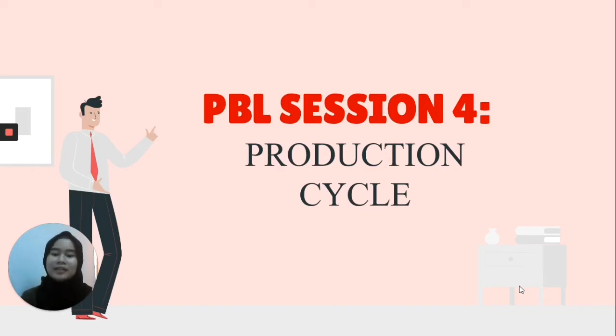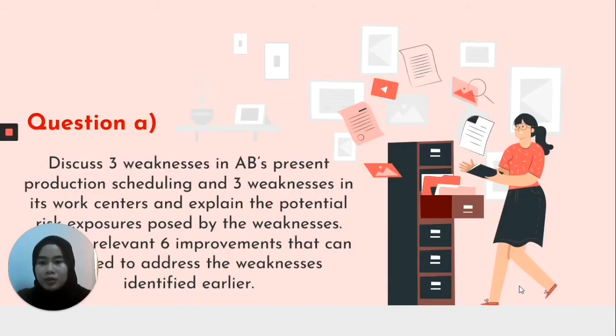The production cycle is a recurring set of business activities and related information processing operations associated with the manufacture of products. It means that the production cycle provides information about raw materials requisitions, and finished goods that have been produced and are available for sales. Next, we will move to the questions, which is question A.